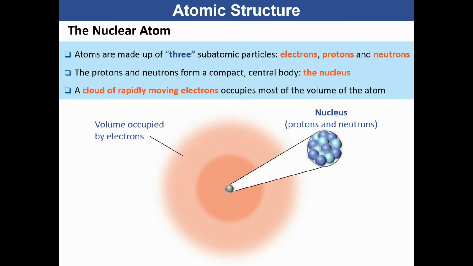The nuclear atoms are made of 3 fundamental particles. They are electrons, protons, and neutrons. If you imagine this is an atom, and here is the nucleus, which is quite small, and the electrons are very far from the center of the atom.